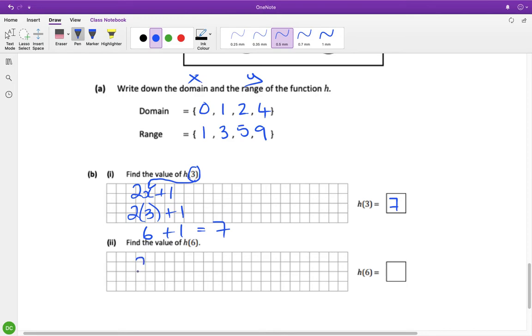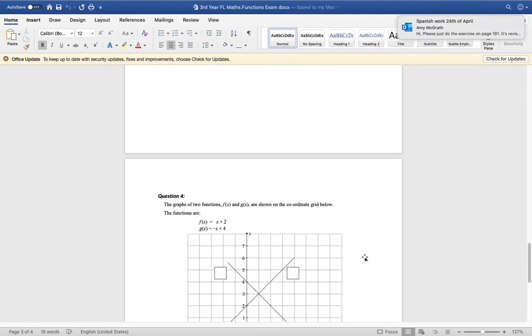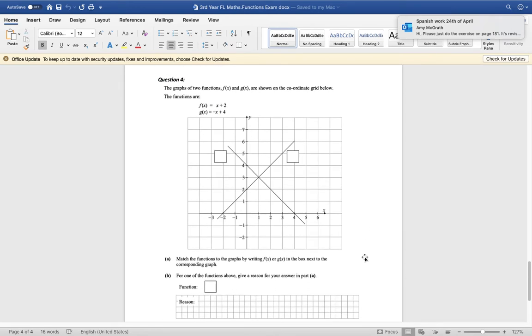And this one's the same, 2x plus 1, except this time you put 6 in for x. So it's 2 bracket 6 plus 1, which is 12 plus 1, and 12 and 1 is 13. Okay, and the last question, I think.